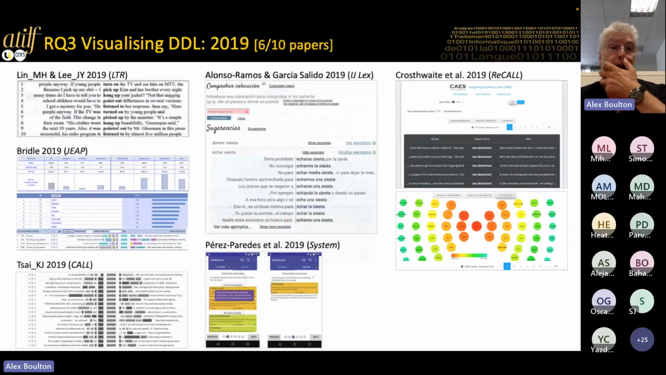That was using BNC Web. 2019, Lin and Lee, printed materials. Bridal also using englishcorpora.org for distributions, for frequencies, and keywords in context. Tsai also using English Corpora just for keywords, or at least that's the only screenshot that we have. Alonso Ramos and Garcia Celida have an interesting tool which allows you to search basically what verb occurs before siesta in Spanish. So you can see echarse, well, I won't try to pronounce it because you'll do that better than me. Interesting on the right is Crossway et al.